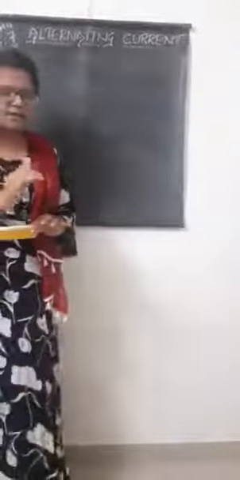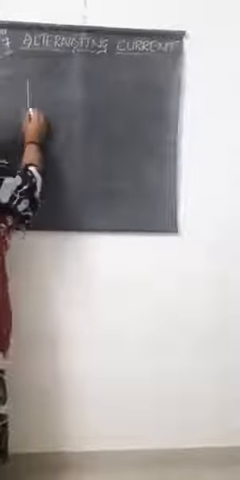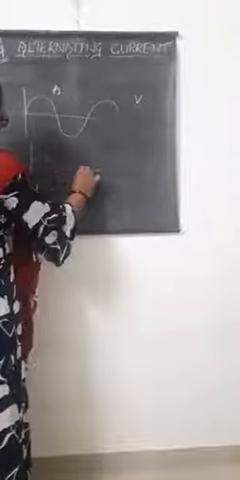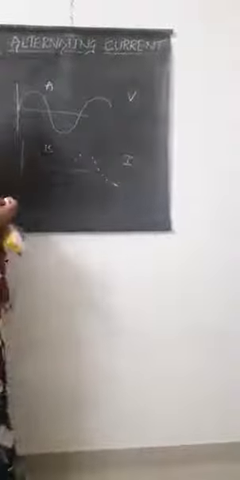For that, I will consider two waves. One shows alternating voltage and the other shows alternating current. Let this be wave A, a solid line, which represents the alternating voltage. And one more wave, a dotted line, let's consider this as wave B, and wave B represents alternating current.